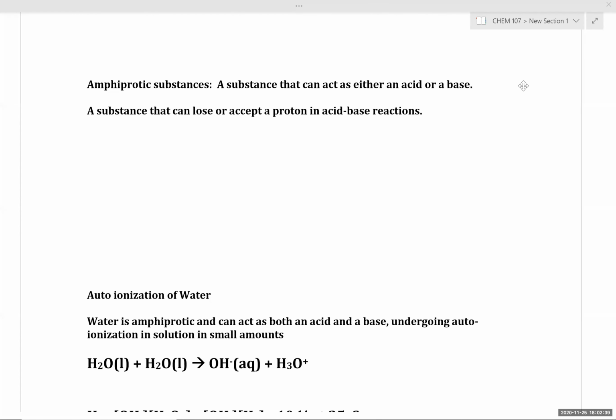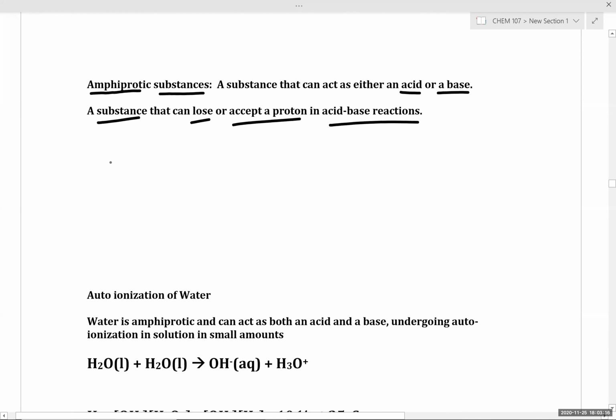Okay, so when we last left off, we discussed acids and bases. There's another subclass of compounds in terms of acid-base behavior, and these compounds are known as amphiprotic substances. Now, the key feature of an amphiprotic substance is that the substance can act as either an acid or a base. Quite simply, an amphiprotic substance is a substance that can lose or accept a proton in acid-base reactions.